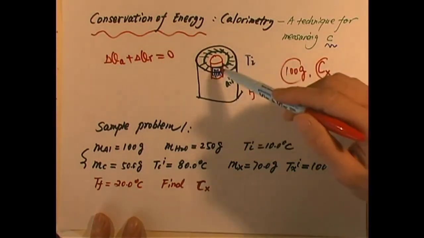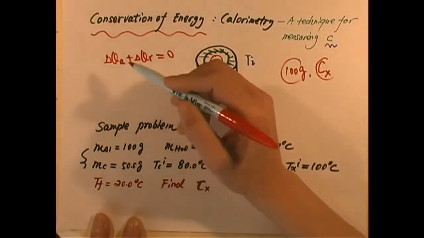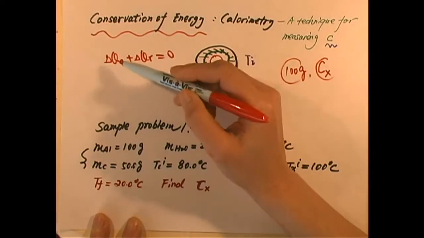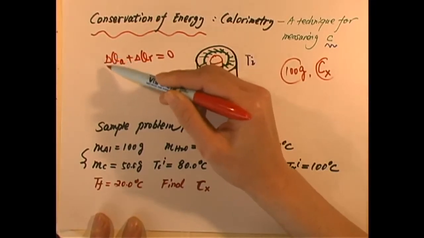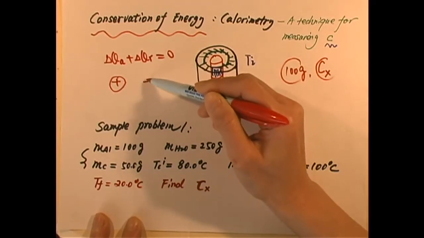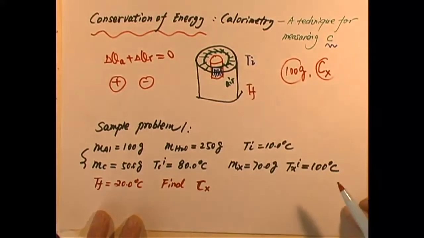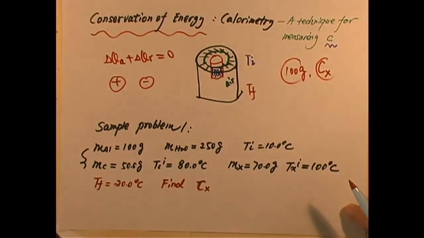We assume that what happens inside will not be affected by the environment. So if we define absorbed as positive, then released must be negative, because only a positive term plus a negative term will give us 0. So let's take a look at how we use this concept to solve a real problem.